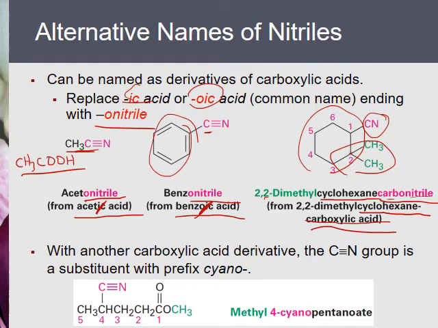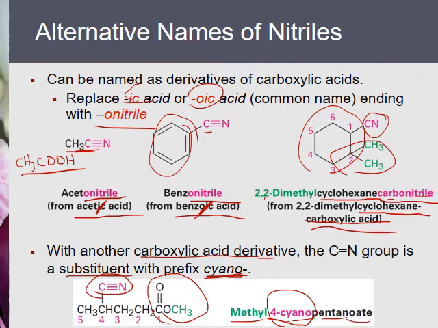If a molecule already has a carboxylic acid derivative, for example an ester, then the nitrile becomes a substituent. The name becomes cyano group. So in this case, it should be called 4-cyano, and the total name is methyl 4-cyanopentanoate, and this is the name for esters, which will be explained in the next chapter.